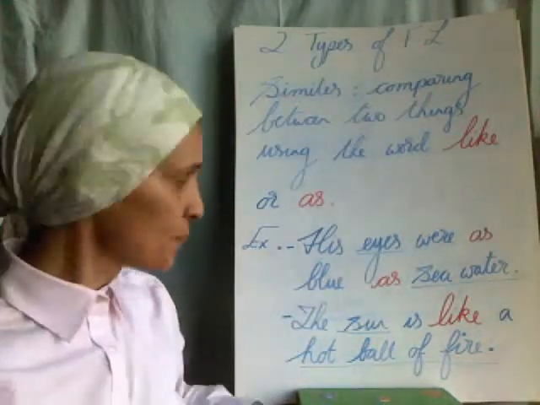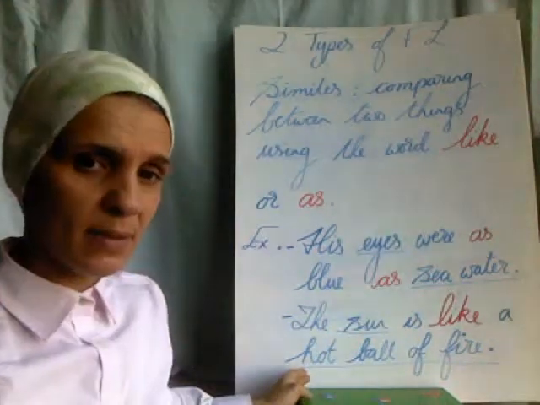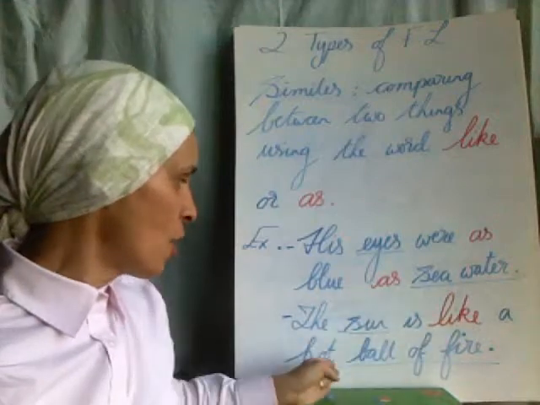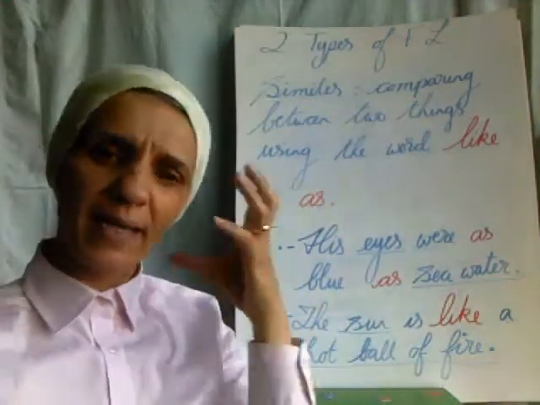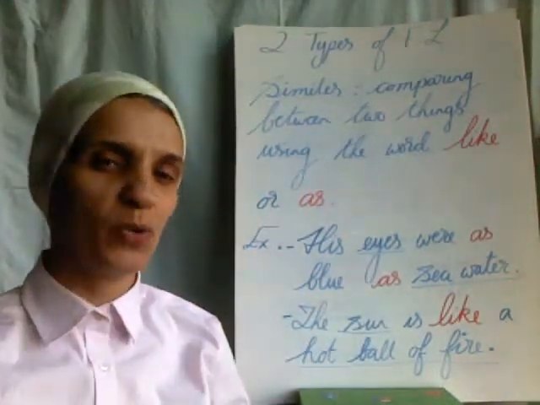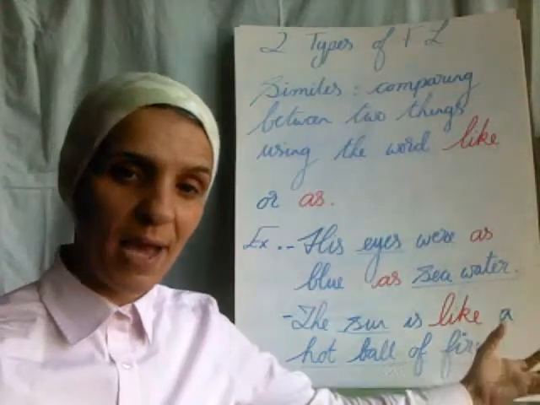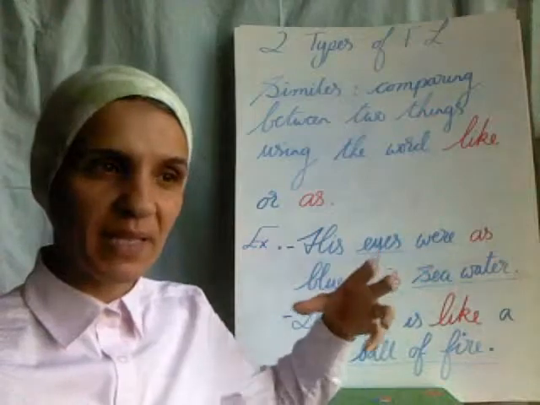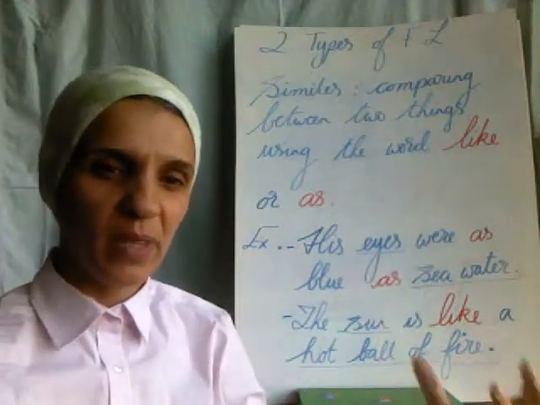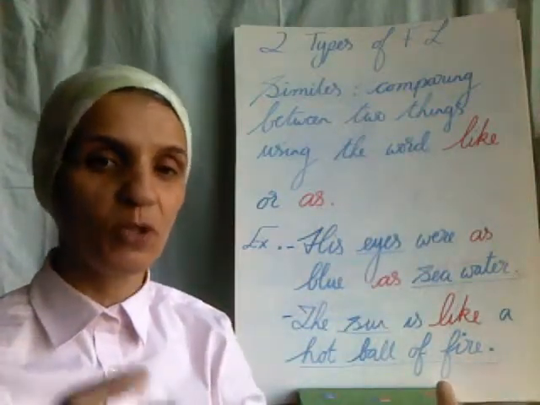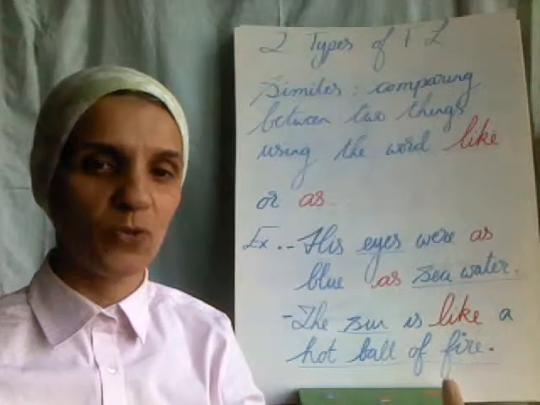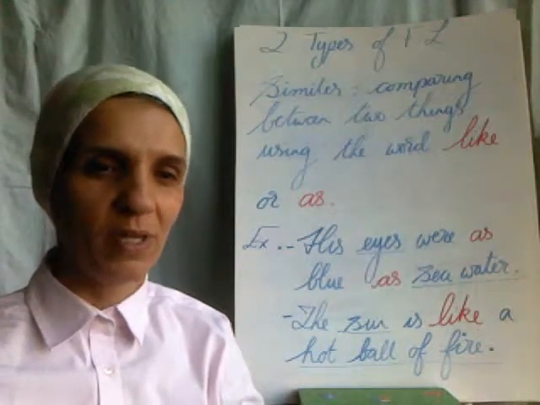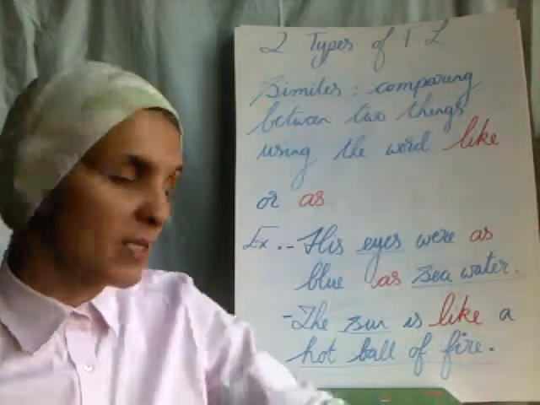Okay, and then my second sentence, I'm comparing between the sun is like a hot ball of fire, because I can imagine what a hot ball of fire is like, and that's how hot the sun is. Okay, so I'm trying to compare between the sun and how hot it is, so I'm using a hot ball of fire to compare the sun with, so that you can imagine how really hot the sun is.